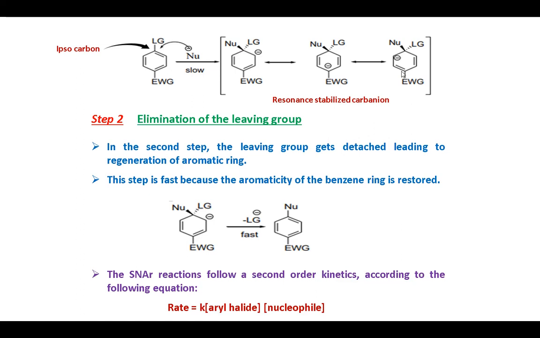And step 2 involves the elimination of the leaving group. In this step, there is loss of leaving group, leading to the formation of aromatic ring. Step 2 is a fast step, because the aromaticity of the benzene ring is restored. The SNAr reactions follow second-order kinetics, because rate of reaction is directly proportional to both aryl halide and nucleophile.